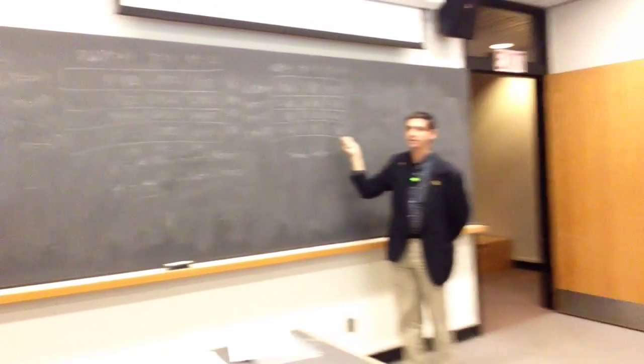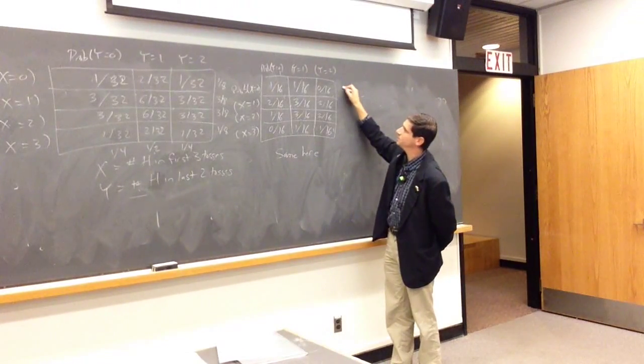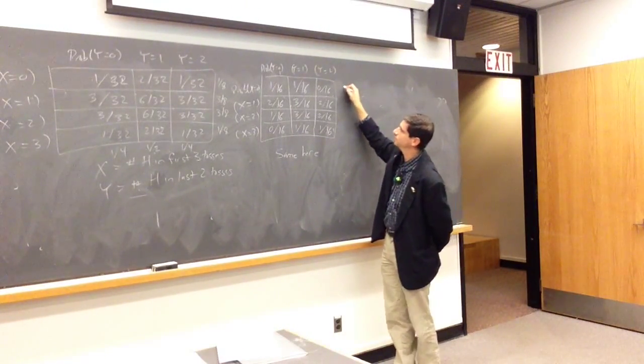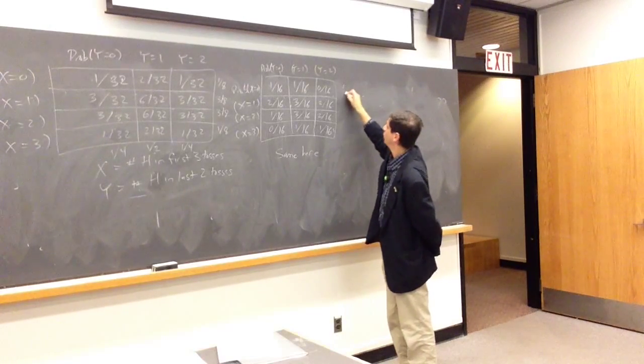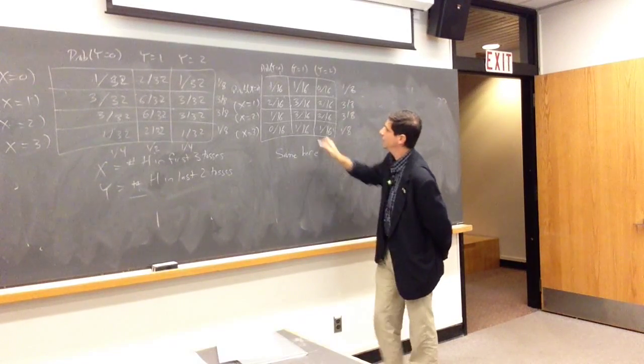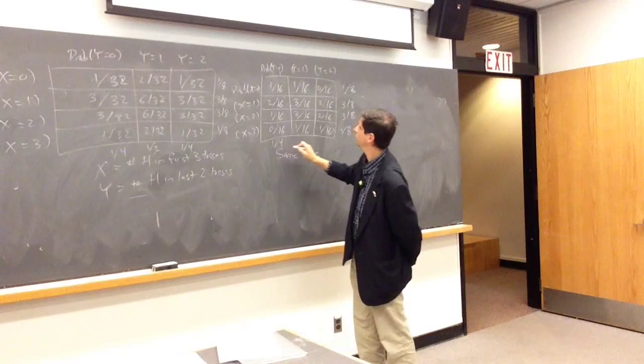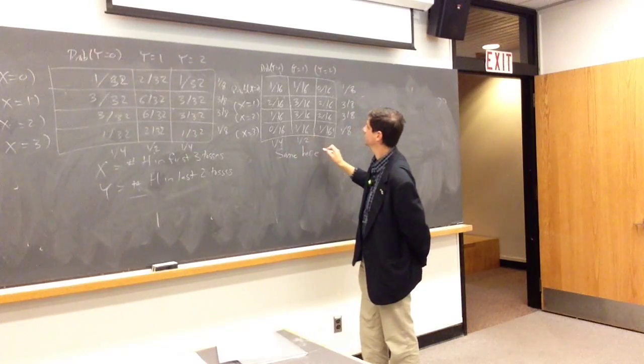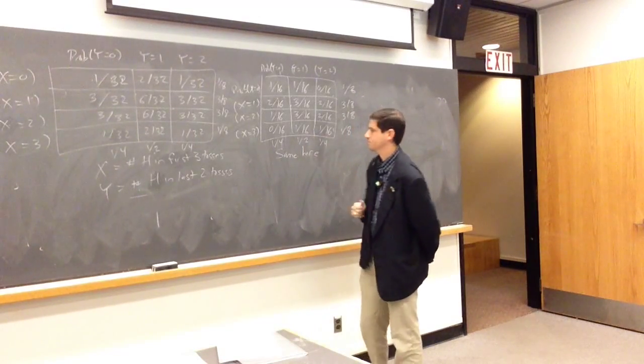Now let's come over here and let's look at these values. What do I get if I sum the first row? 1/8. The next one should be 3/8, 3/8, and then 1/8. And if I go down, I should get 1/4, 1/2, and then 1/4.